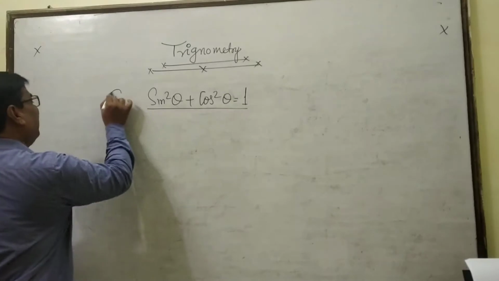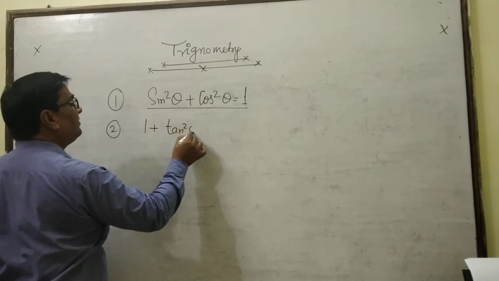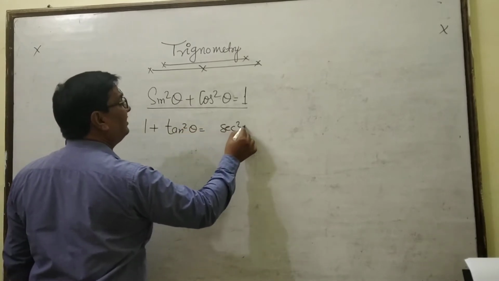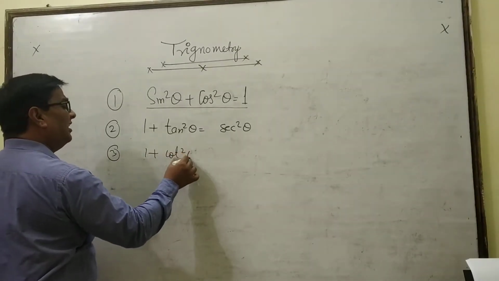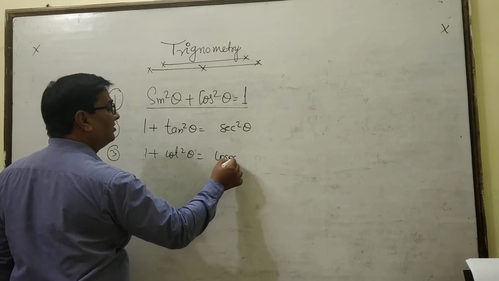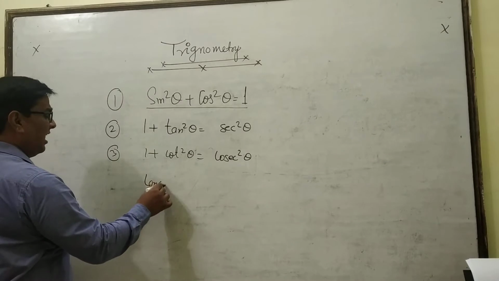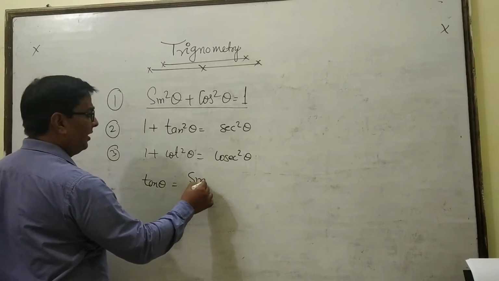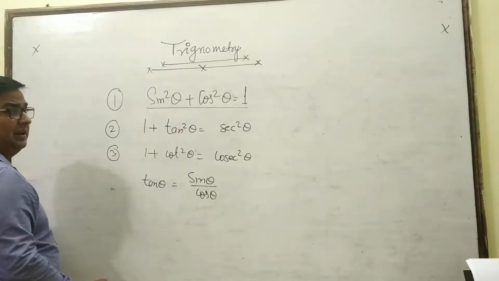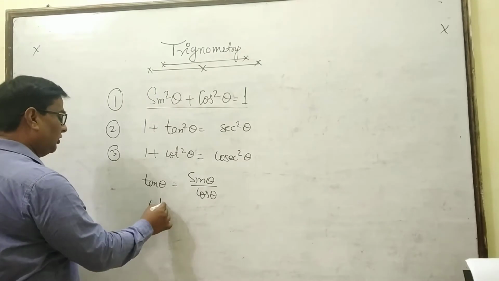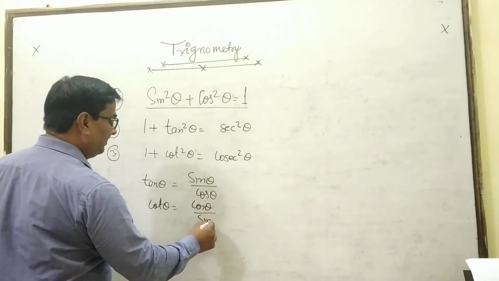And the second one is 1 plus tan square theta is equal to sec square theta. Third one is 1 plus cot square theta is equal to cosec square theta. And another one is tan theta. How tan theta is derived in the form of sin and cos, sin theta upon cos theta, and you know very well the reciprocal of tan is cot, so you can derive cot theta also, cos theta upon sin theta.